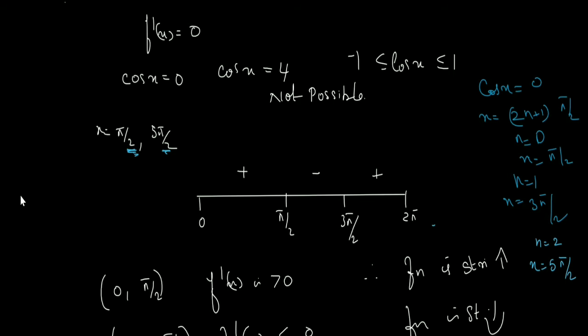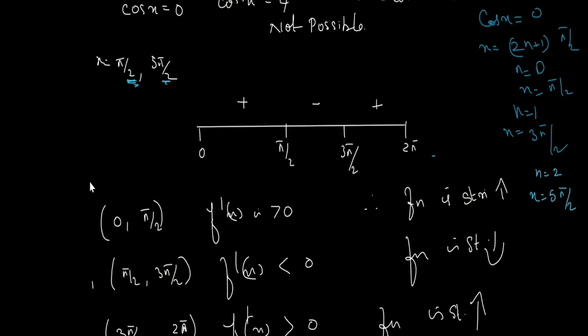This is the first quadrant. 0 to pi by 2 is the first quadrant, so cos x is positive. So if f dash of x is greater than 0, that means the function is increasing. Pi by 2 to 3 pi by 2, the second and third quadrant, cos is negative. 3 pi by 2 to 2 pi is the fourth quadrant, where cos is positive.